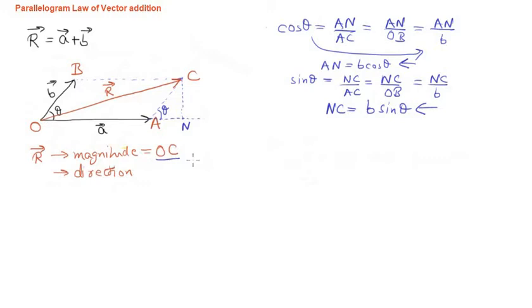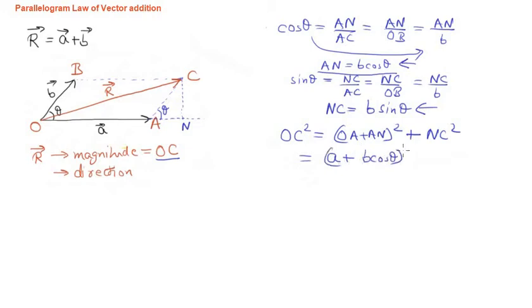Now in order to determine OC, we can say that by the Pythagorean identity, OC square is equal to (OA plus AN) whole square plus NC square. Now we know that OA, as you can see, is vector A, plus AN we have already found out, which is B cos theta, whole square, plus NC we have found out is B sin theta.